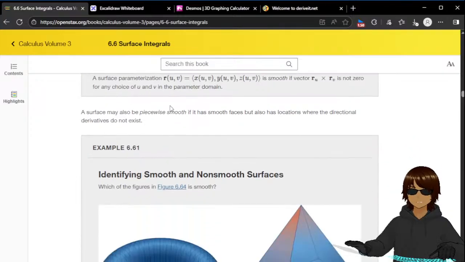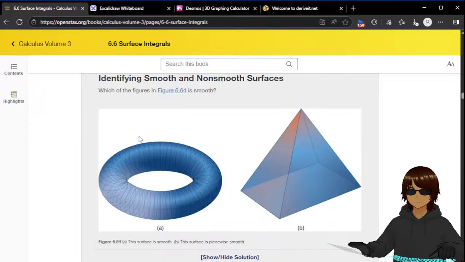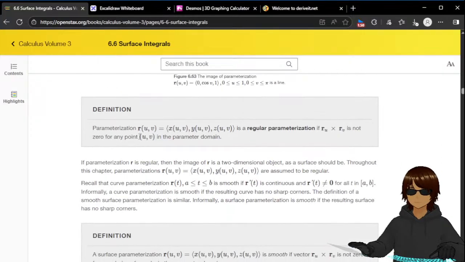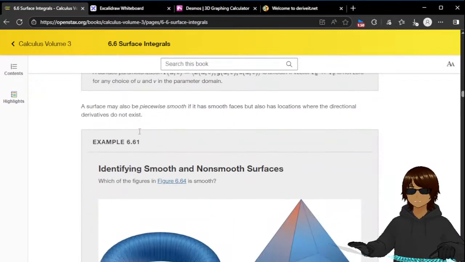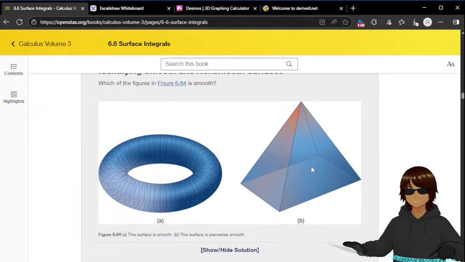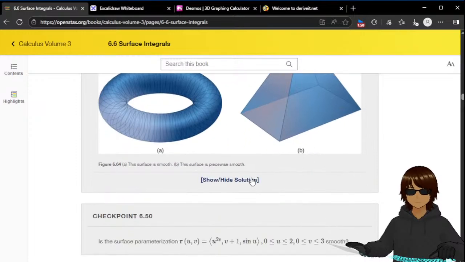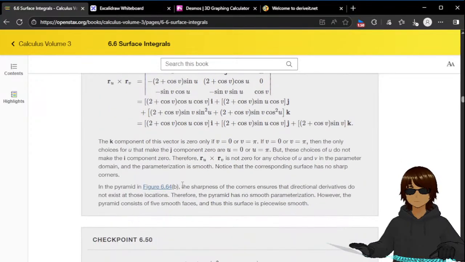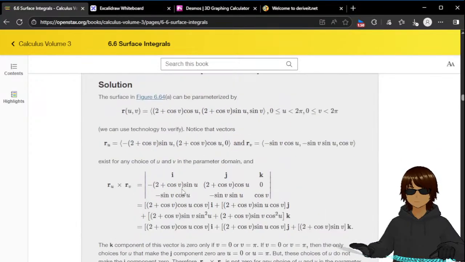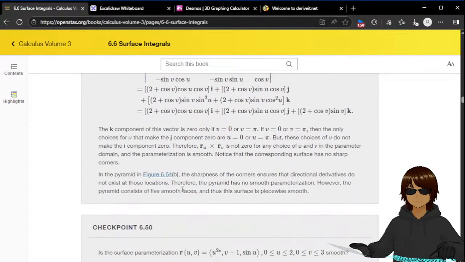A surface may also be piecewise smooth if it has smooth faces but also has locations where the directional derivatives do not exist. So this is smooth, this is piecewise smooth. In the pyramid, the sharpness of the corners ensures that the directional derivatives do not exist at those locations.